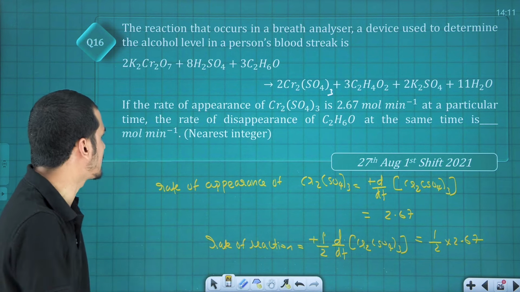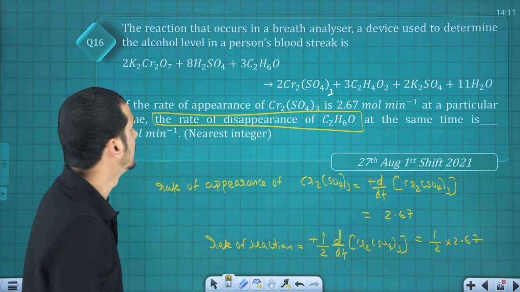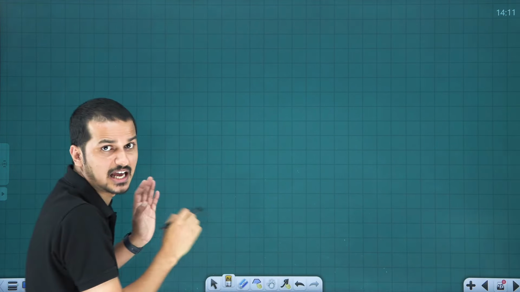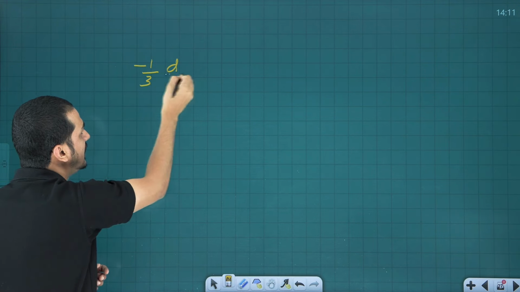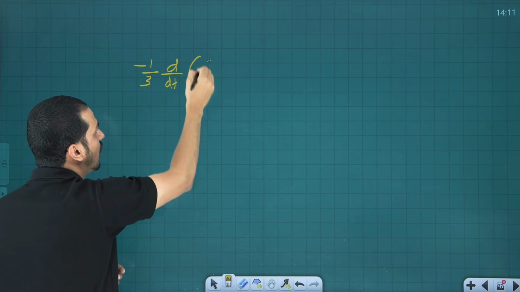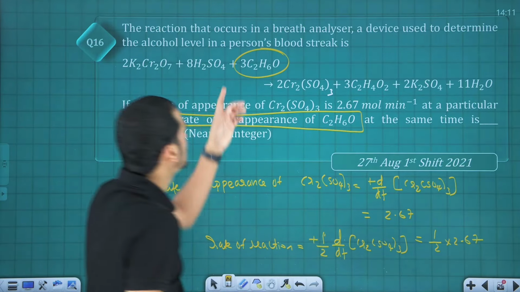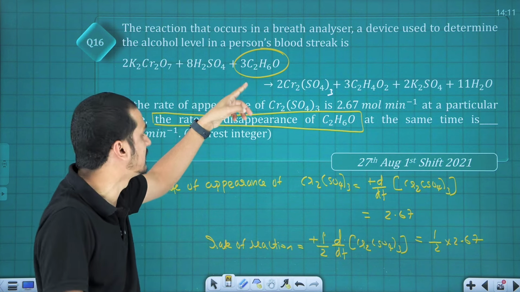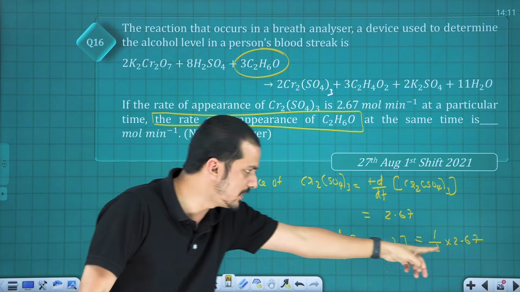But the question they are asking is the rate of disappearance of C2H6O. Here C2H6O is ethanol. So by using that we can write the rate of reaction as minus 1 by 3 d by dt of C2H6O. That also will be equal to this one.